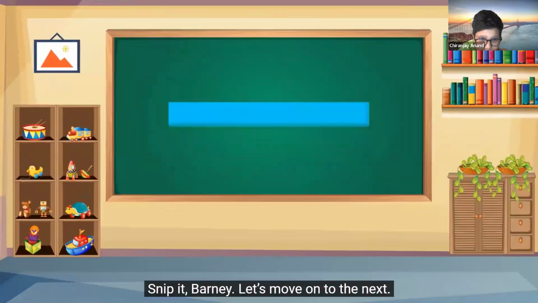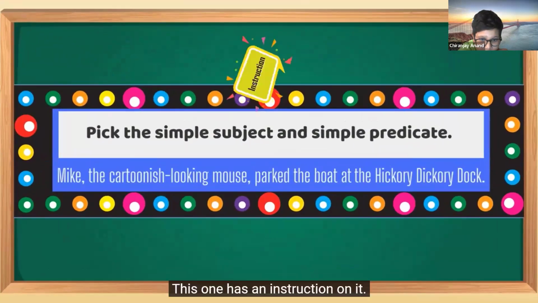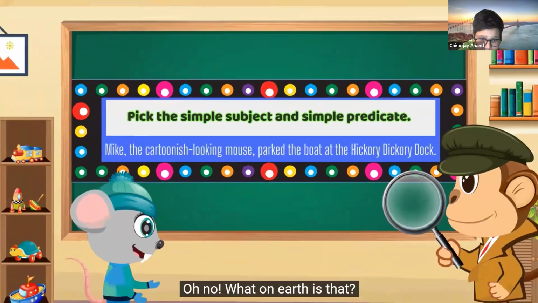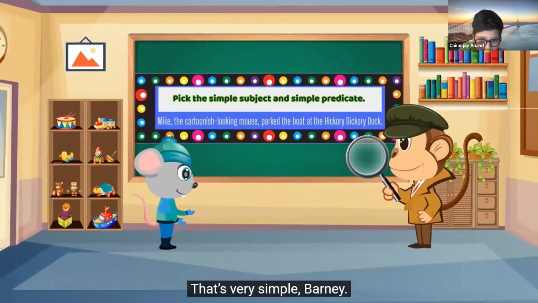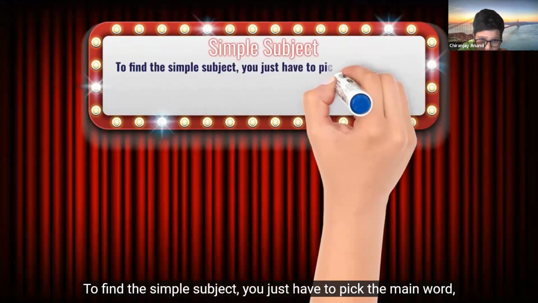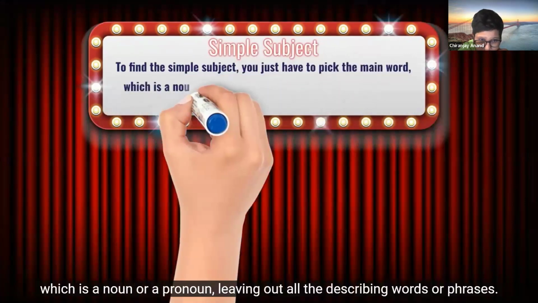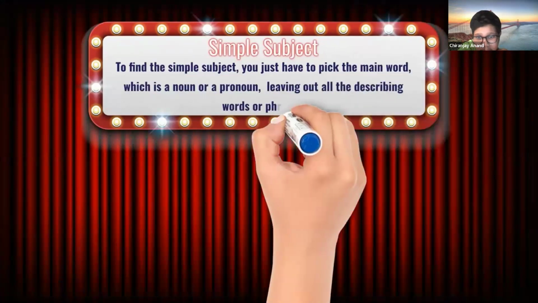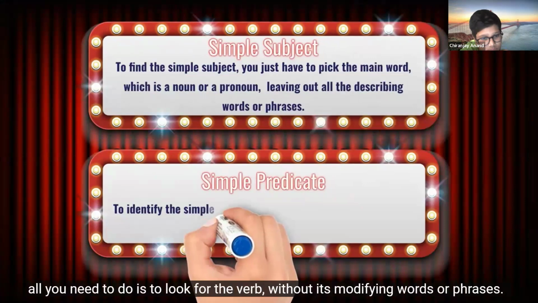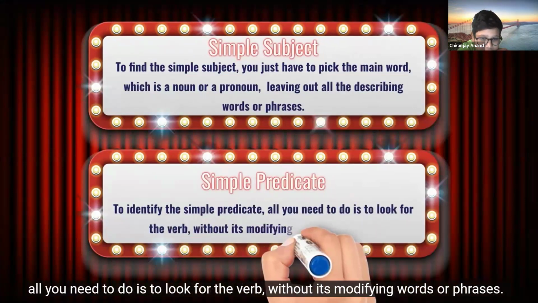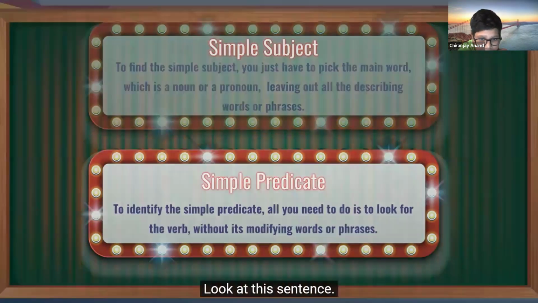Let's move on to the next. This one has an instruction on it. Pick the simple subject and simple predicate. Oh no! What on earth is that? That's very simple, Barney. To find the simple subject, you just have to pick the main word, which is a noun or a pronoun, leaving out all the describing words or phrases. To identify the simple predicate, all you need to do is to look for the verb, without its modifying words or phrases. Look at this sentence.